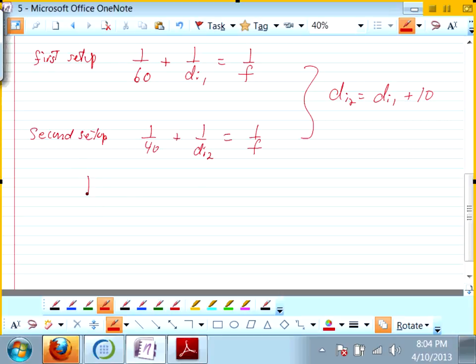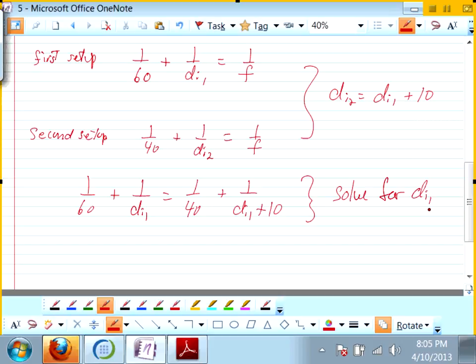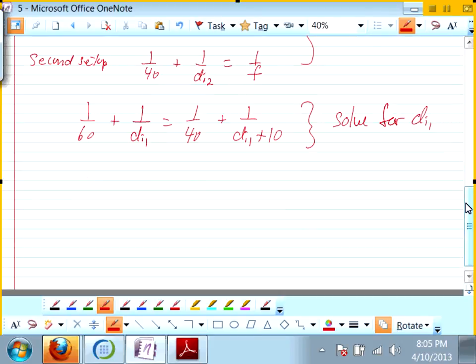So it's rather suggestive to just do the obvious with this. 1/60th plus 1 over di1 is equal to 1/40th plus 1 over di1 plus 10. Solve for di1. The other way.